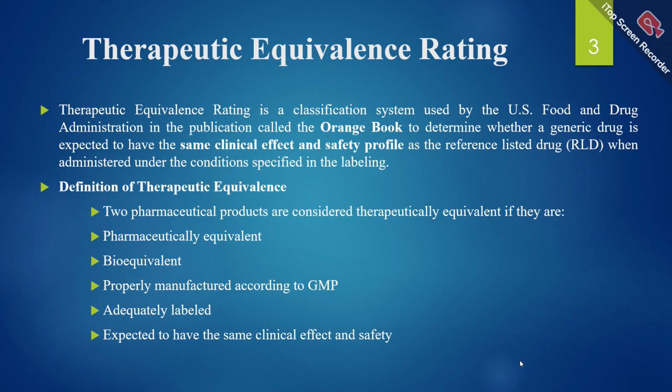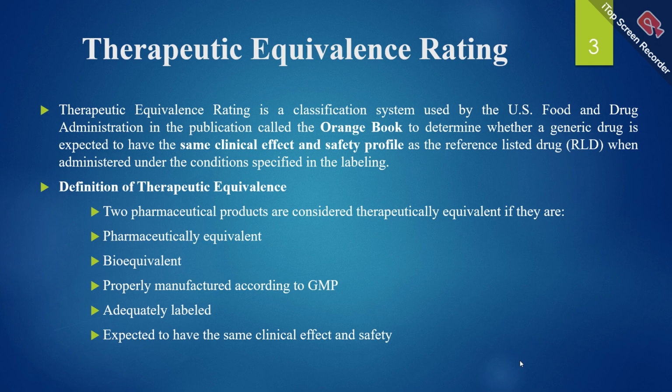See here, first, therapeutic equivalence rating. What is therapeutic equivalence rating? Therapeutic equivalence rating is a classification system used by the US FDA, means US Food and Drug Administration, in the publication called Orange Book to determine whether a generic drug is expected to have the same clinical effect and safety profile as the RLD, reference listed drug, when administered under the conditions specified in the labeling.